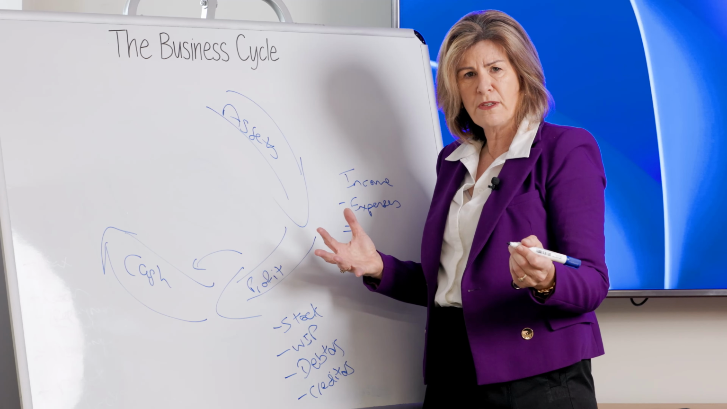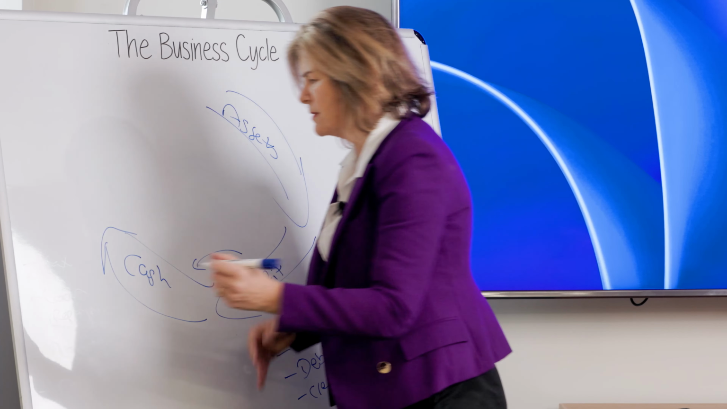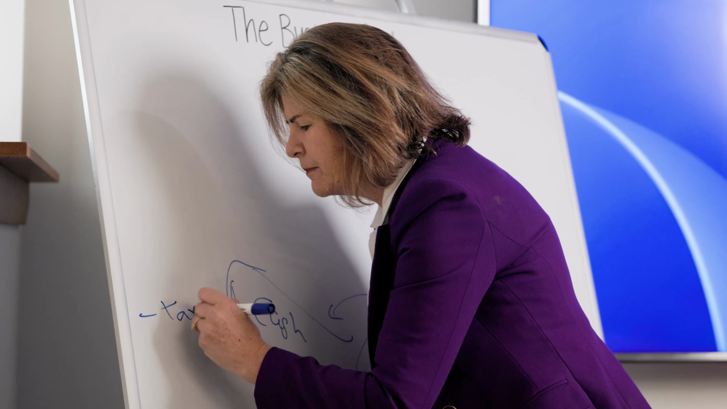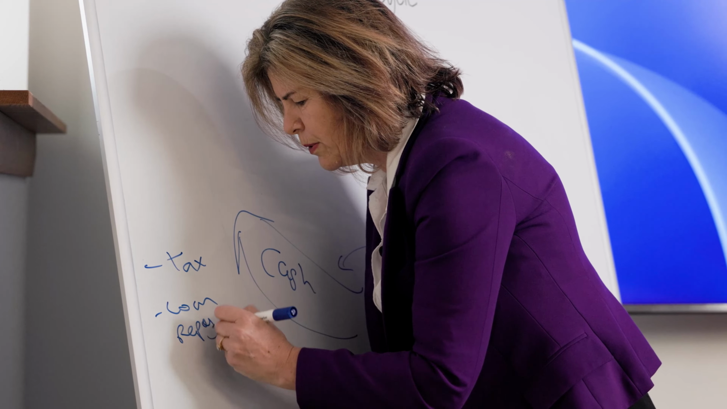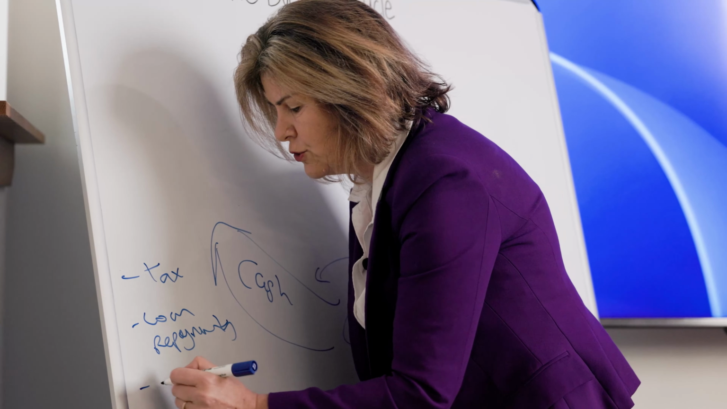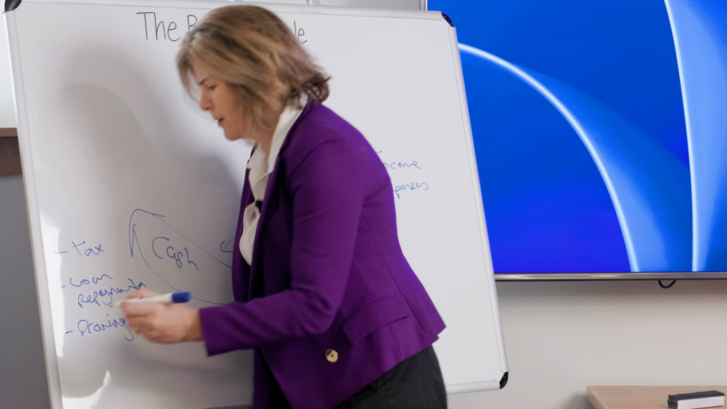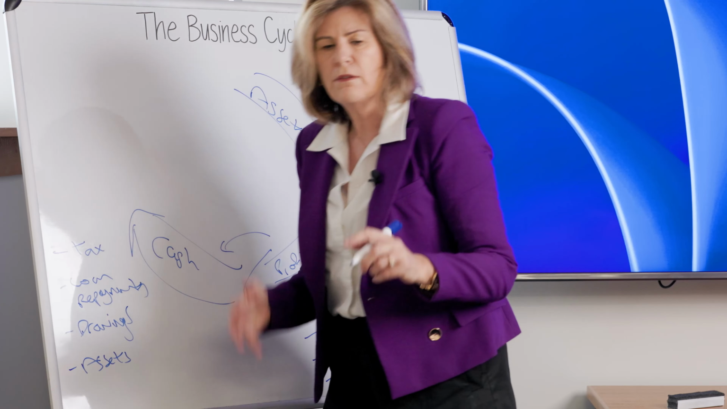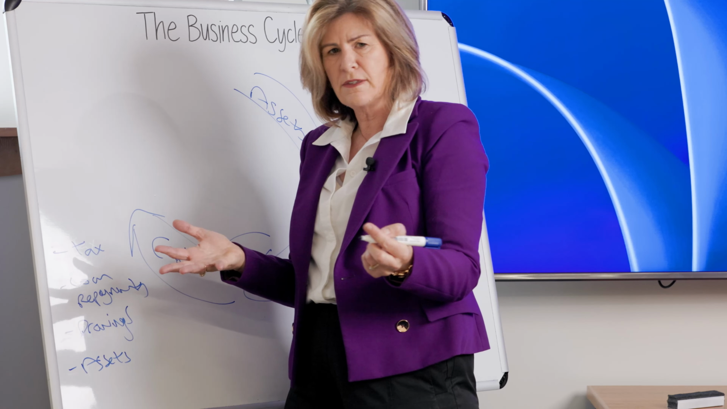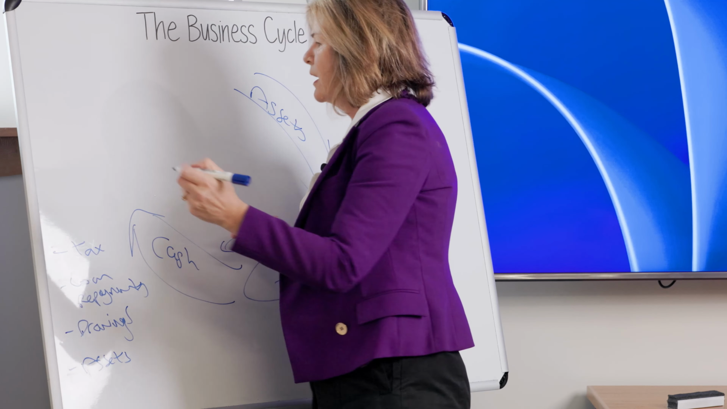But then we have these pulls on cash flow. So what are our pulls on cash flow? Some of those are good old tax, loan repayments, which are good, but they do pull on cash flow. Drawings, so the more drawings you take out, the more that pulls on your cash flow. And then assets. So assets, you can either refinance and get finance, or you can take it out from cash flow, and that pulls on cash flow.